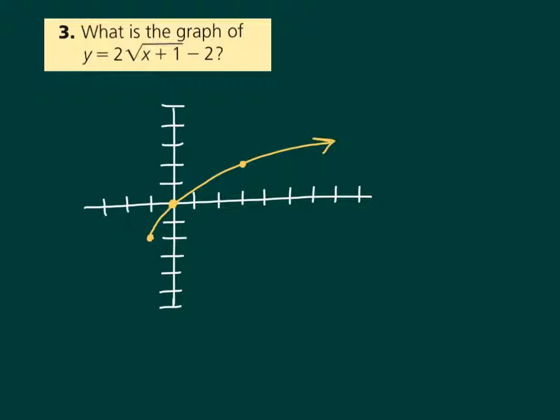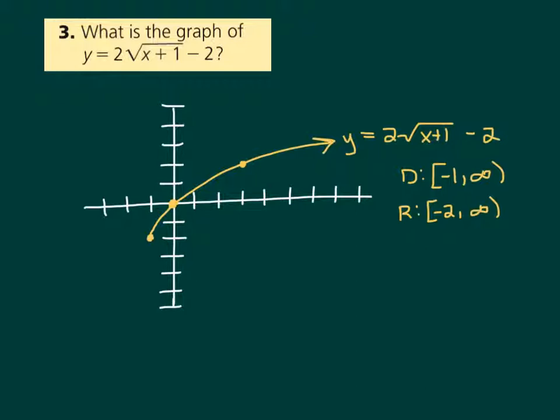There is my graph, y equals 2 root x plus 1 minus 2. There was a horizontal shift, so my domain now is negative 1 to infinity. There was a vertical shift, so my range is negative 2 to infinity.